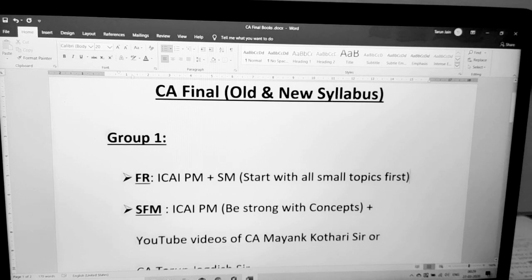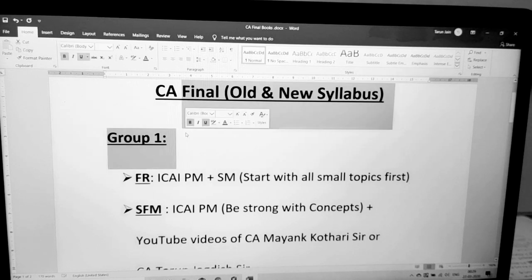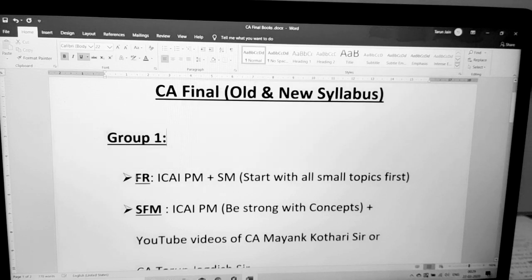I thought I should summarize what I've been talking about in a few of my previous videos, which is what to study for each subject. So let's go. This is for CA Final old and new syllabus, starting with Group 1, the first paper, which is Financial Reporting. Here mainly concentrate on the PM for sure and the study material as well, but start with the small topics.